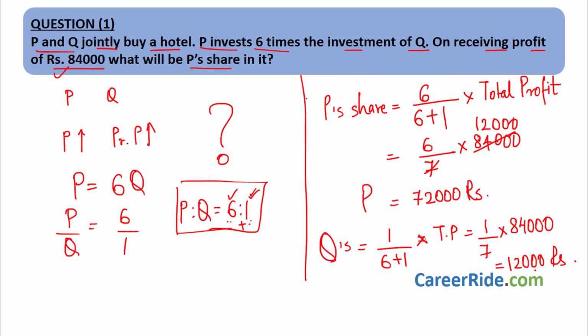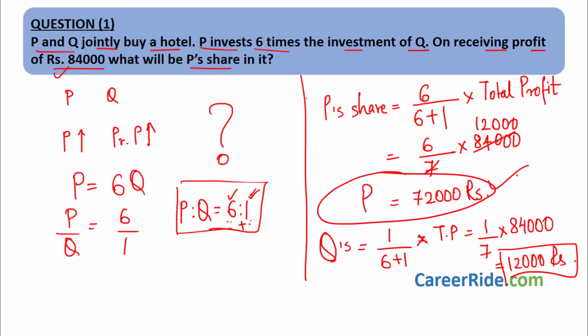So this is the share of Q over here, but we don't need the share of Q. What we need right now is the share of P. So this is the answer. See how easy it is. Just remember this concept. It is very useful, even later on in other topics of quantitative aptitude also. Now moving on to question number 2.